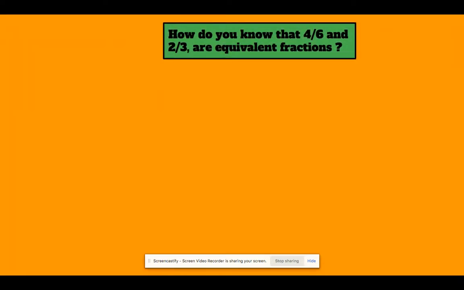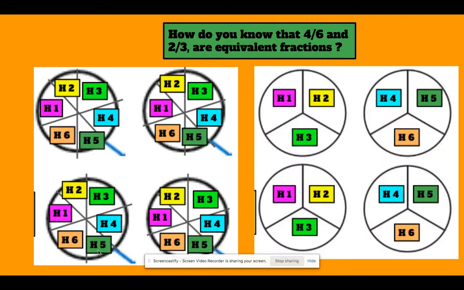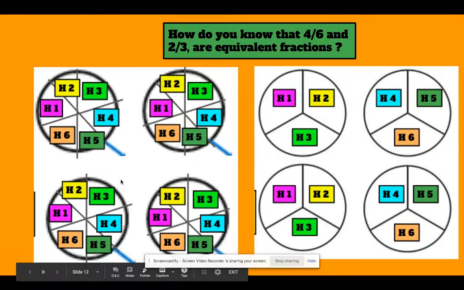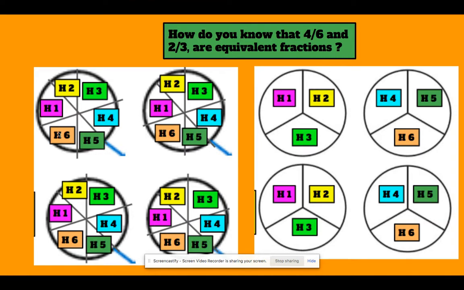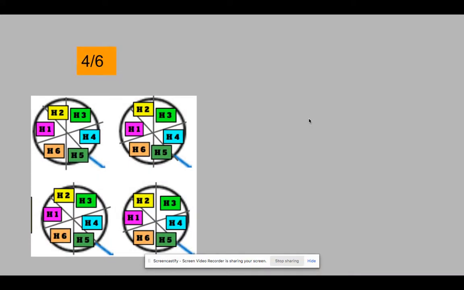How do you know that 4/6 and 2/3 are equivalent fractions? So let's dive into this a little bit closer. This first time, we had our pounds, and they were cut into sixths. This time, we had the same pound, the same whole, cut into thirds. So here again, we had 4/6, right? 1/6, 2/6, 3/6, 4/6.